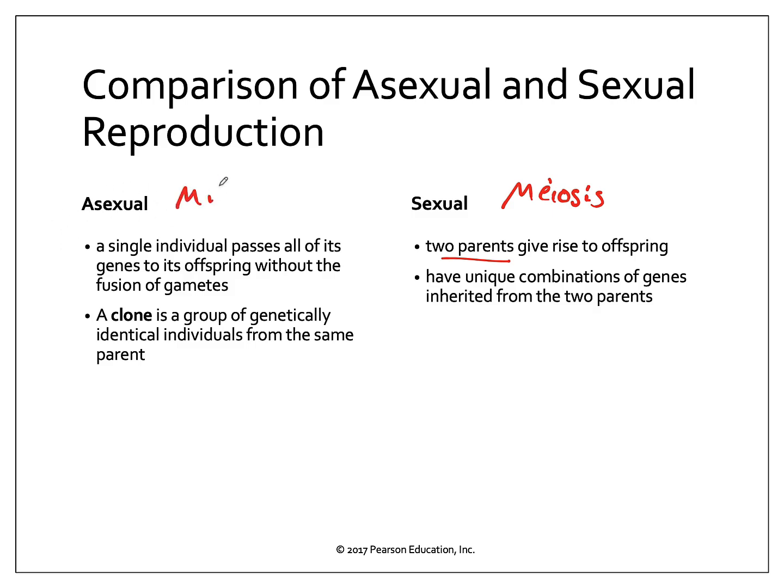Asexual reproduction is what we already covered in mitosis. So this is a single individual bacteria reproducing by just making copies of itself, or a single body cell creating more body cells. So these are clones. So this was chapter 12.